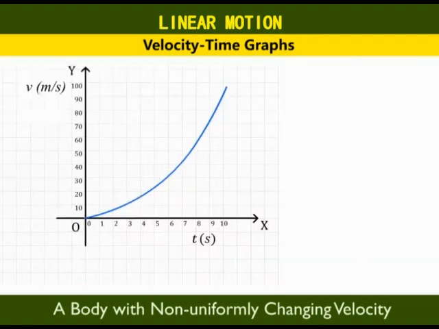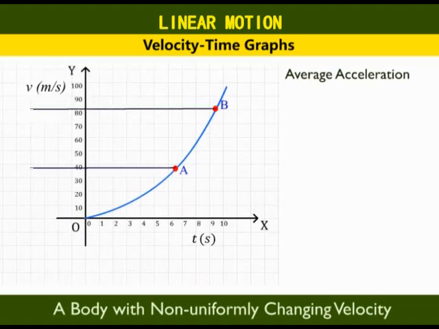From this graph, we can calculate average acceleration and instantaneous acceleration. Let's start with average acceleration. We take any 2 points, say A and B, on the curve and consider the motion between them. V1 and V2 are the velocities of the car at times T1 and T2 respectively.